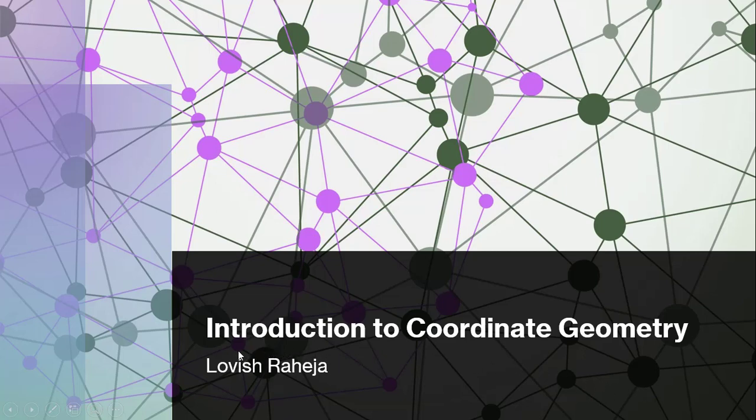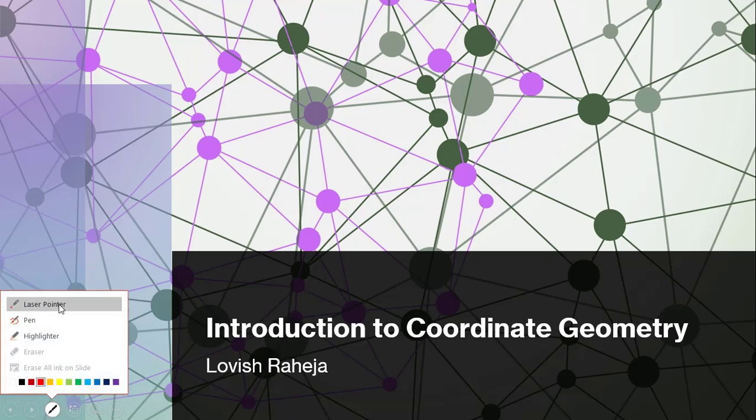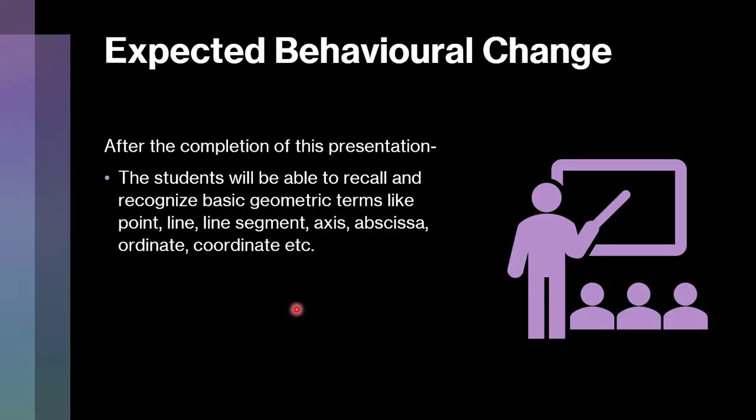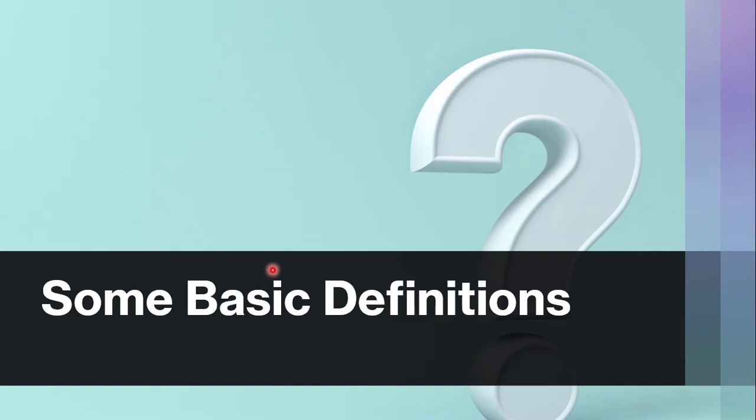This is Lavish. Today we will be learning about Introduction to Coordinate Geometry. So let's start. In this lecture, we will be learning about recalling and recognizing basic geometric terms like point, line, line segment, axis, abscissa, ordinate, coordinate, etc. Also, we'll be learning about the Cartesian plane. First of all, we need to be aware of some basic definitions.